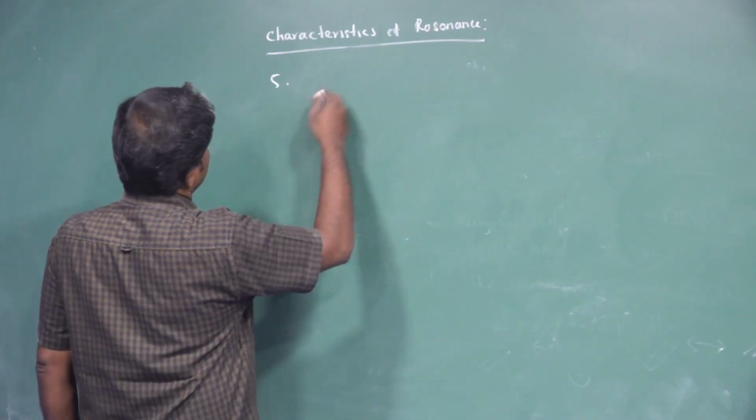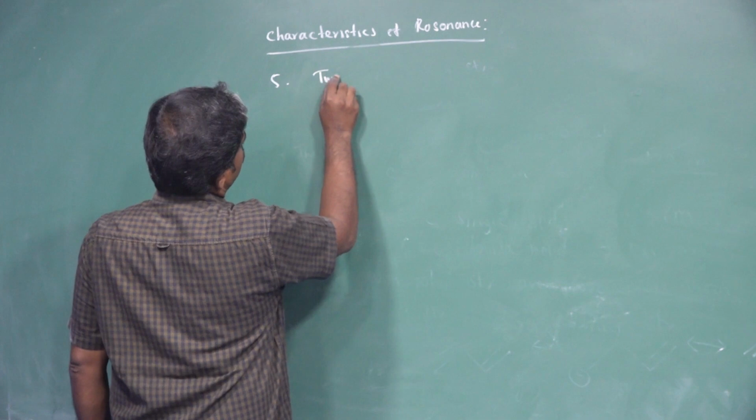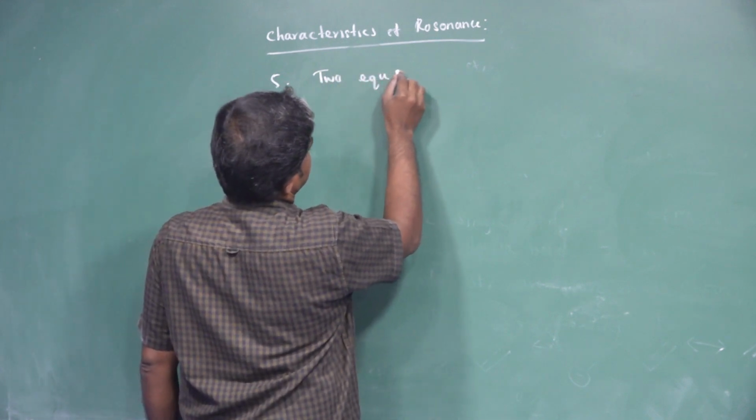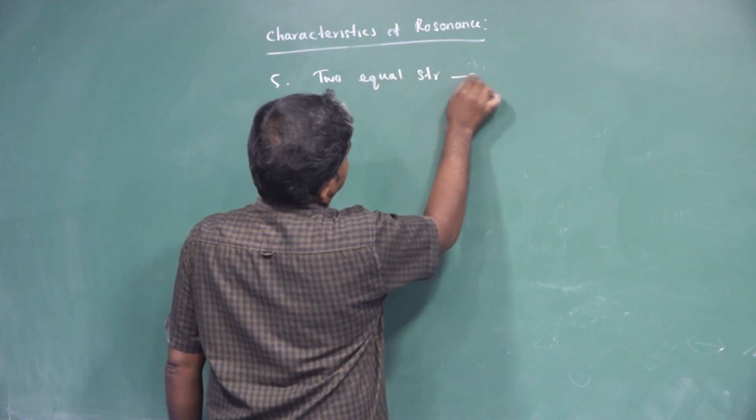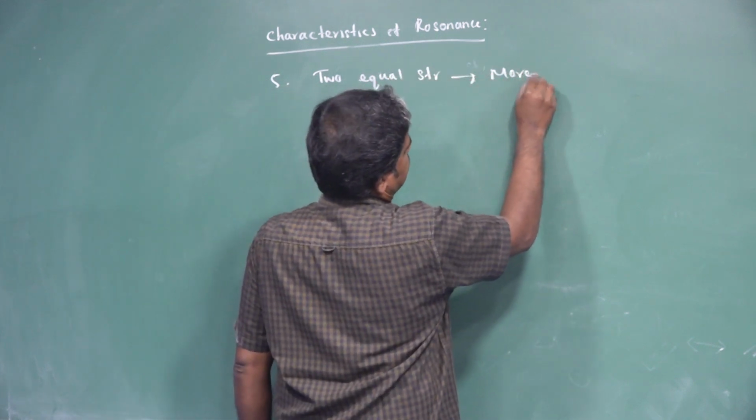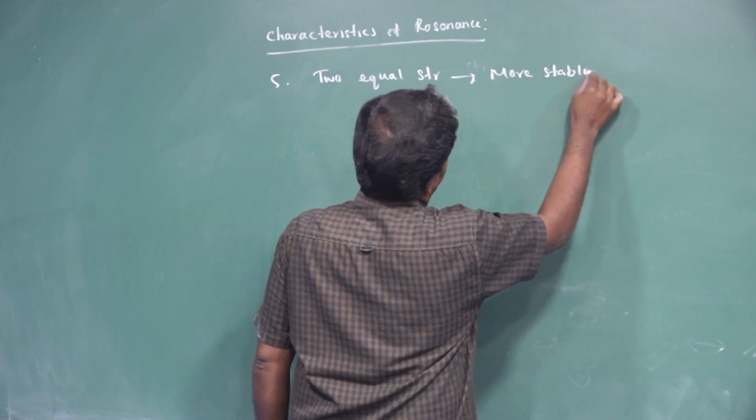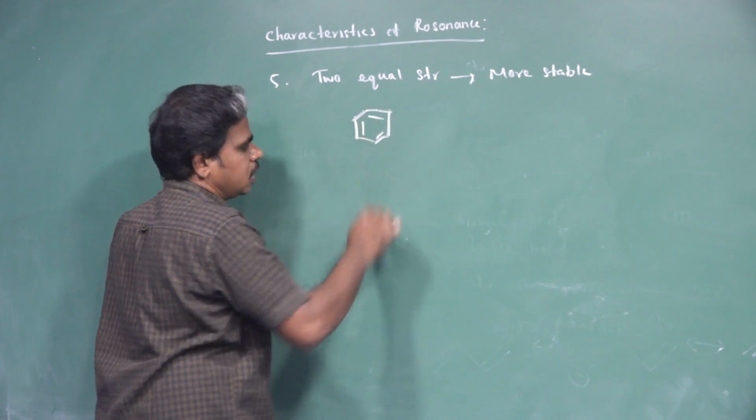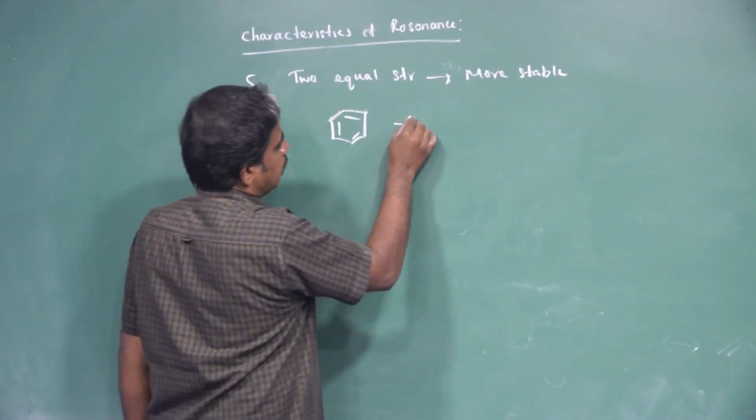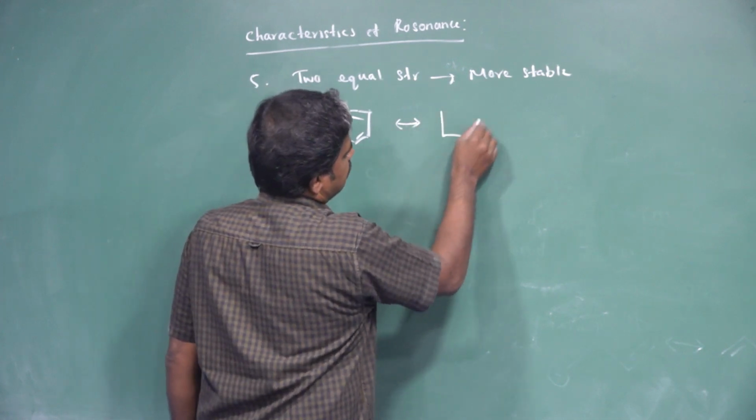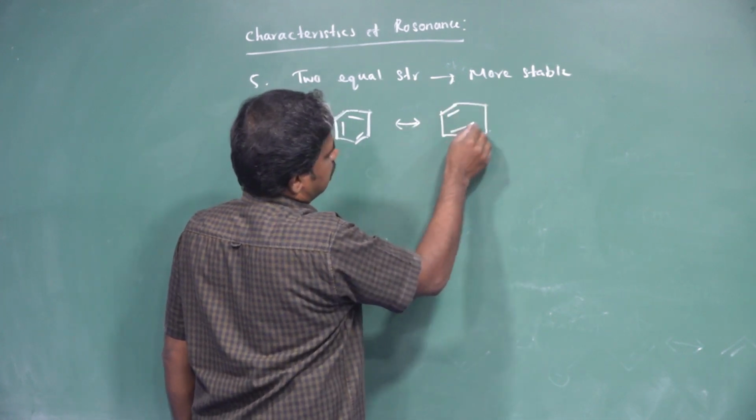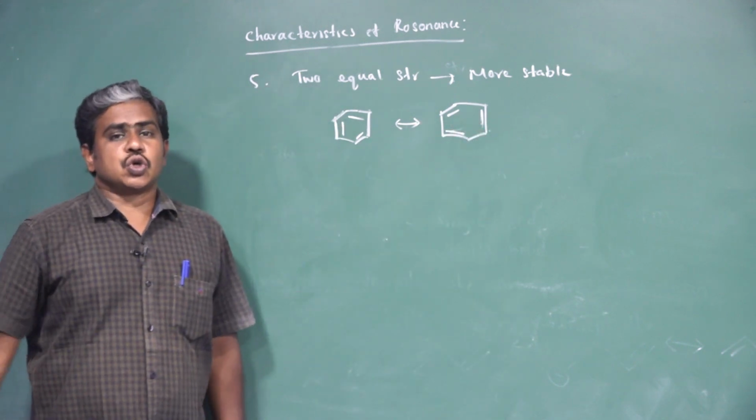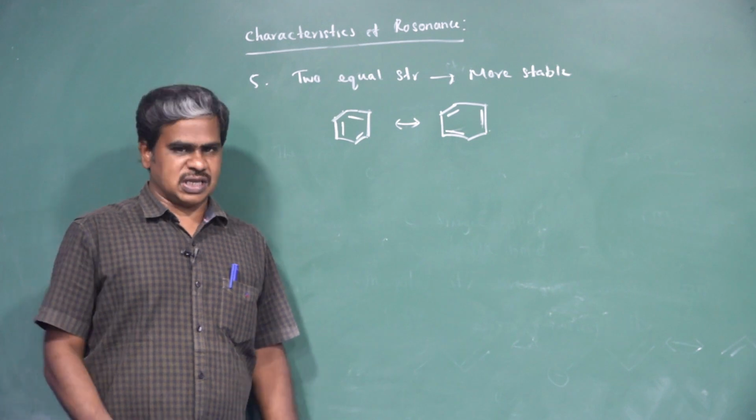Okay. The next point: a molecule that has two equivalent structures. Two equivalent structures are more stable. For example, take the benzene nucleus, with the bonds, and the equivalent structure is the reverse one. So these two are equivalent structures, and equivalent structures are more stable.